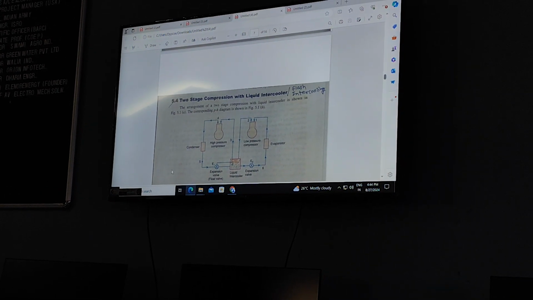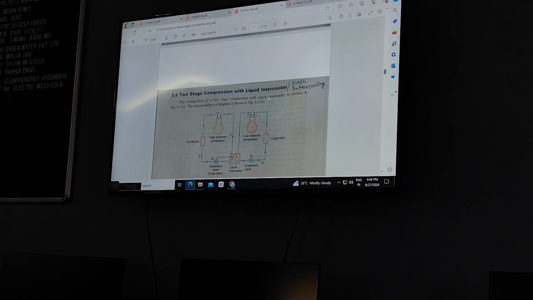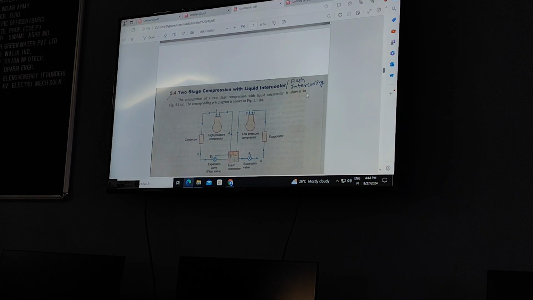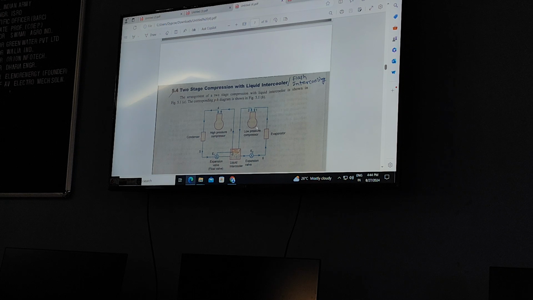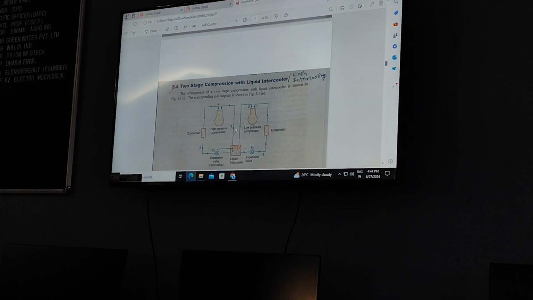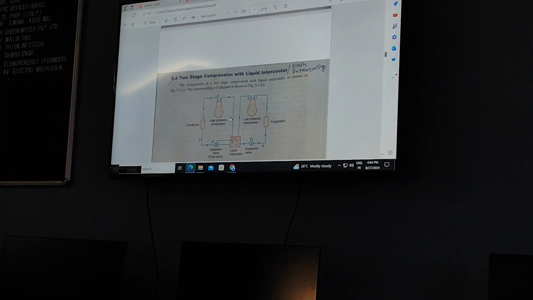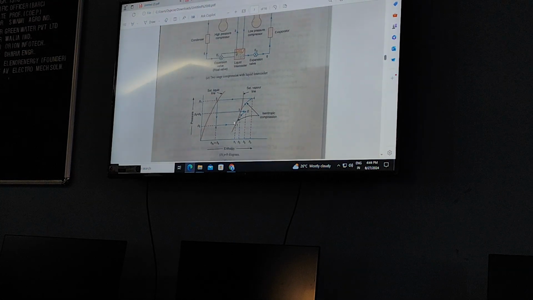Now, in multi-stage compression, the second is what? Two-stage compression with liquid intercooling, also called flash intercooling. Now, the difference between flash gas removal and flash intercooling or liquid intercooling is that after desuperheating, after the first stage of the compressor, when we are sending it to the flash chamber or liquid intercooler, whatever output we are getting at point 3, that is saturated vapor. Right? That is saturated vapor.